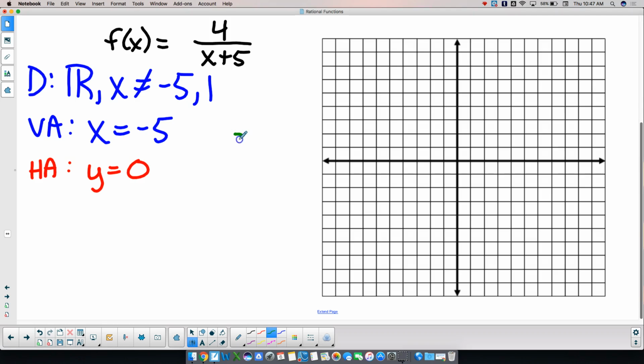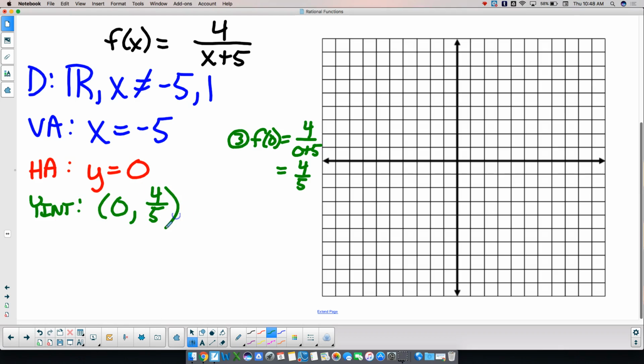Step 3, f of 0 is going to be 4 over 0 plus 5. That's going to be 4/5. So my y-intercept is 0, 4/5. X-intercept, 4 equals 0 can't happen. So there are no x-intercepts.